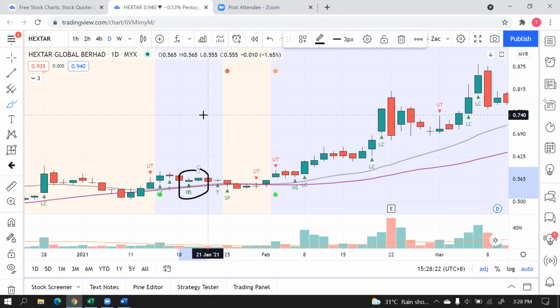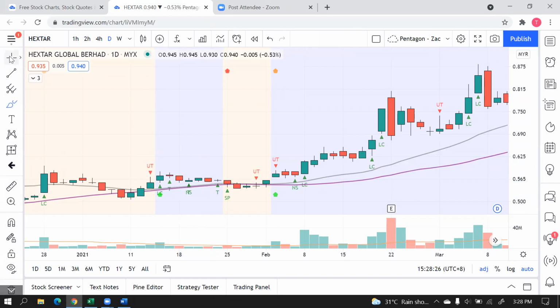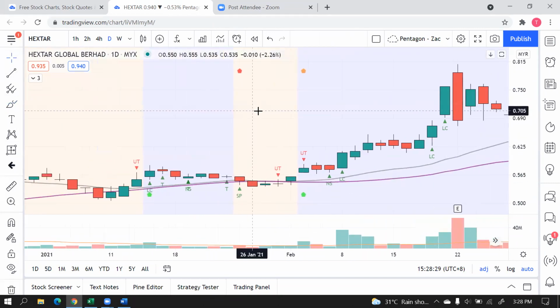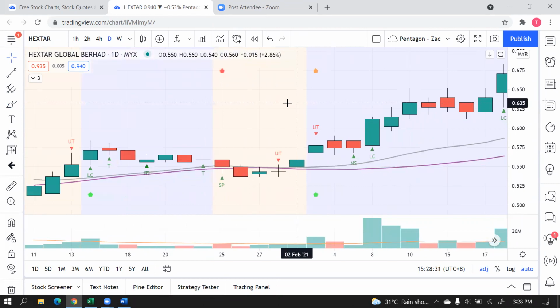Okay, so the next day is 21st Jan. This is the bar. Let me clear this up. I put it slightly wider so we can see better. Again, let me highlight. This is NS, confirm NS on 20 Jan.